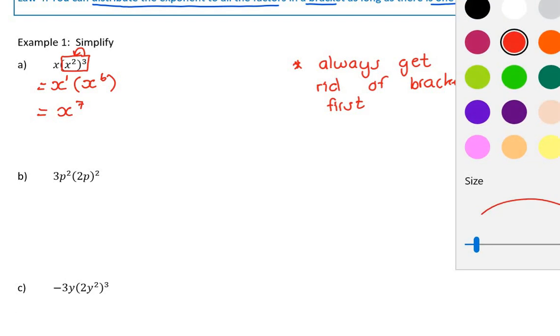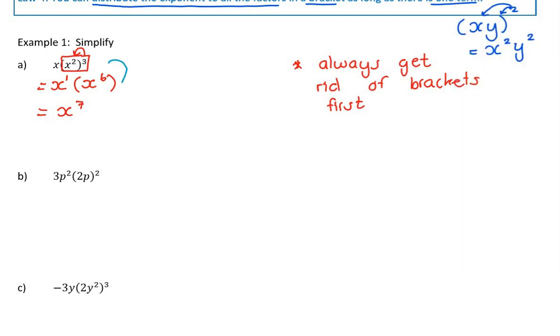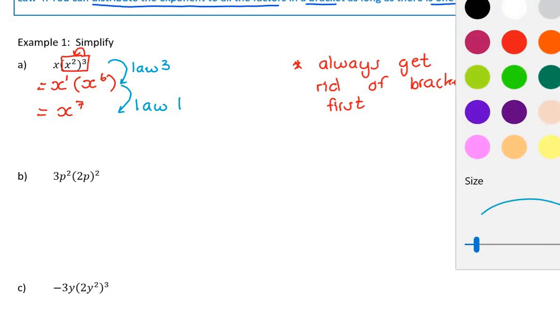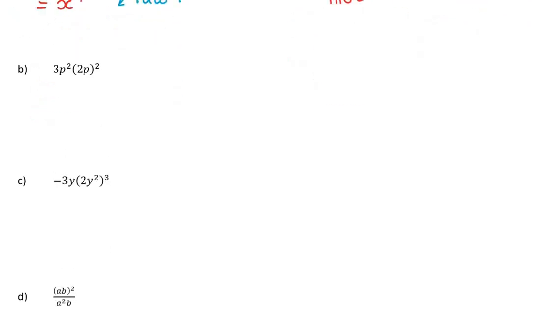So if I just write myself a little note here, going from there to there, that was law 3. And then going from there to there was law 1. So I generally try to do my law 3's first. If I see a bracket, I immediately deal with the bracket, and I ignore other things until later. Okay, let's look at the next one.